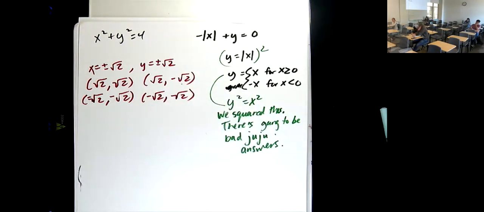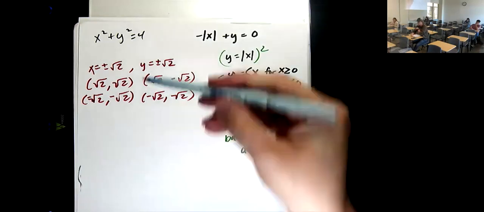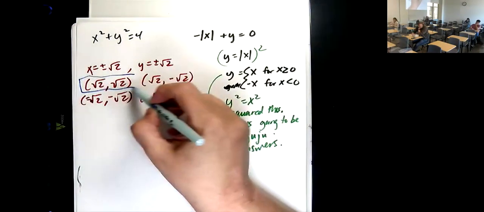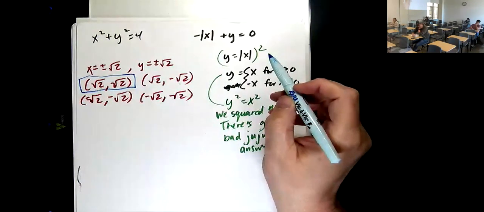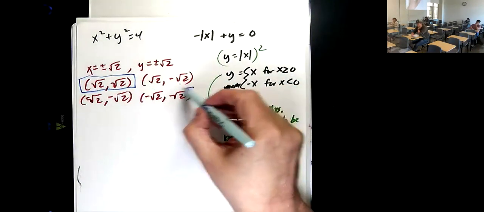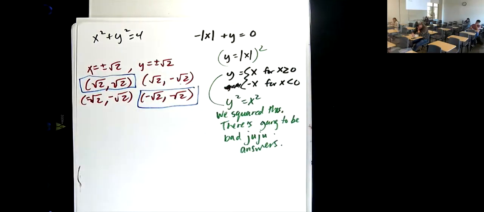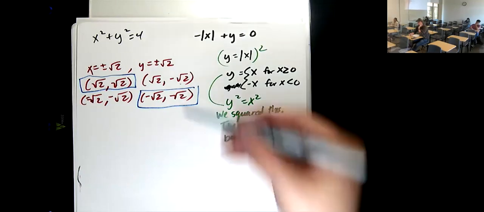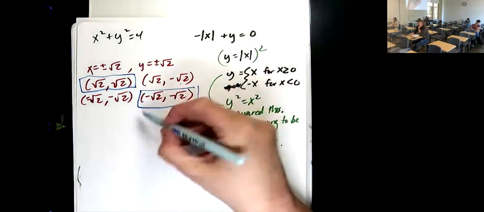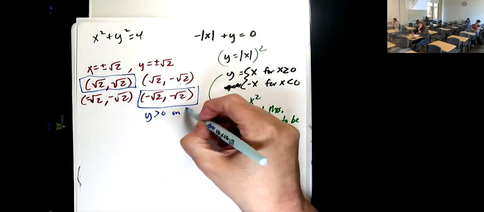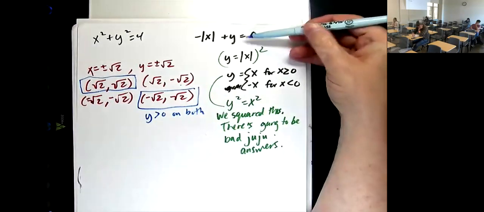Which one of these actually work? I've got listed that root 2, root 2 works. And negative root 2, negative root 2, that one works. Oh, I know why. These are the ones where y is greater than 0 on both. We know that's a requirement here.